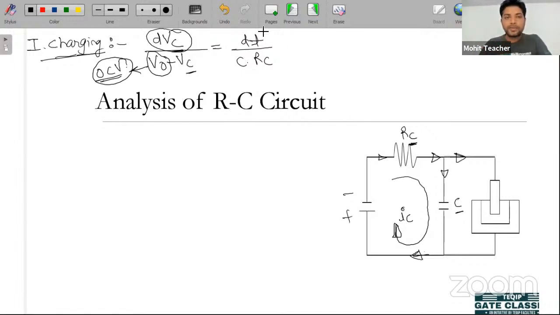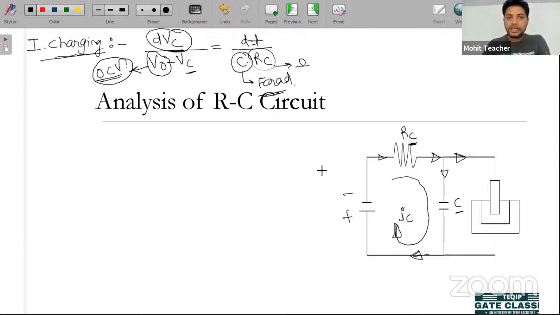Vc is the voltage during the charging. dt is the change in time, meaning initially we assume 0 seconds, and when we charge and reach the maximum voltage, we consider that time as t. So this is dt. C is basically the capacitance, and the unit of capacitance is the farad. Rc is the resistance during the charging, which is measured in ohms.